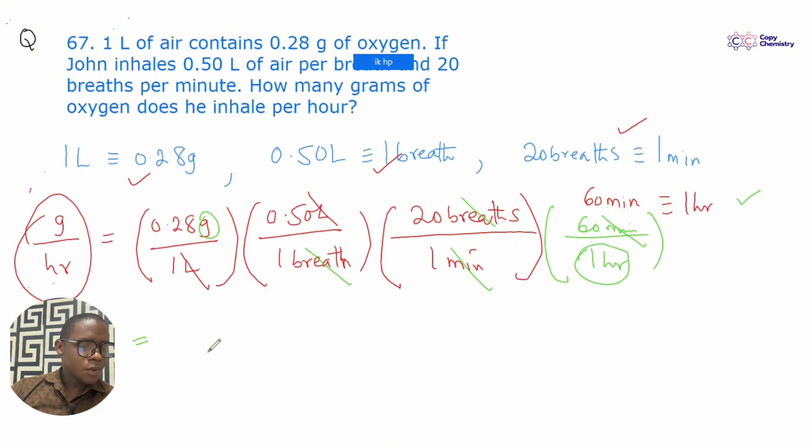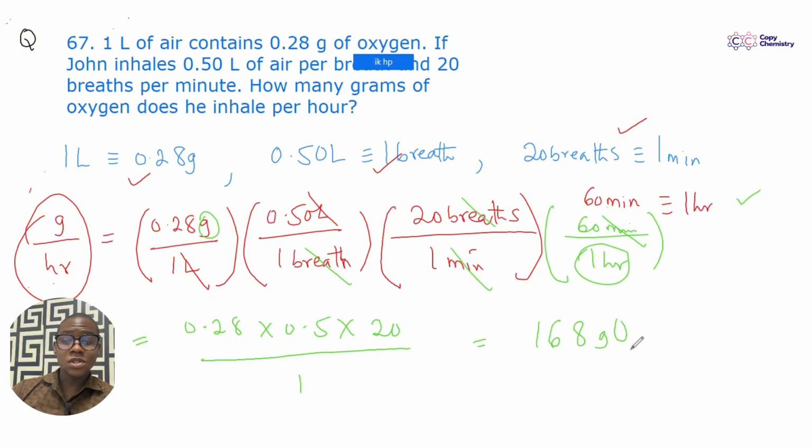So shall we multiply? That should be 0.28 multiplied by 0.5 multiplied by 20, and then you divide it by 1 times 1 times 1, which is already 1. So you do all this and you get 168 grams of oxygen, that's O2, per hour. So that's how many grams of oxygen he inhales per hour.